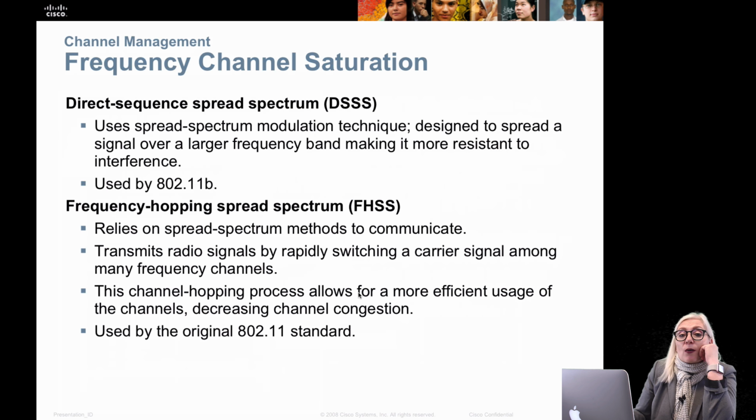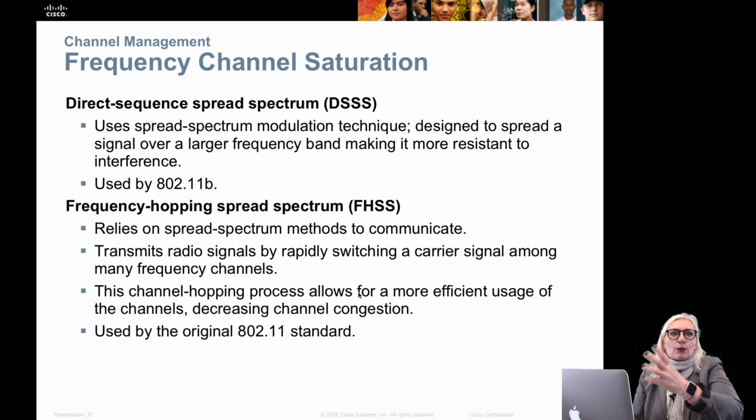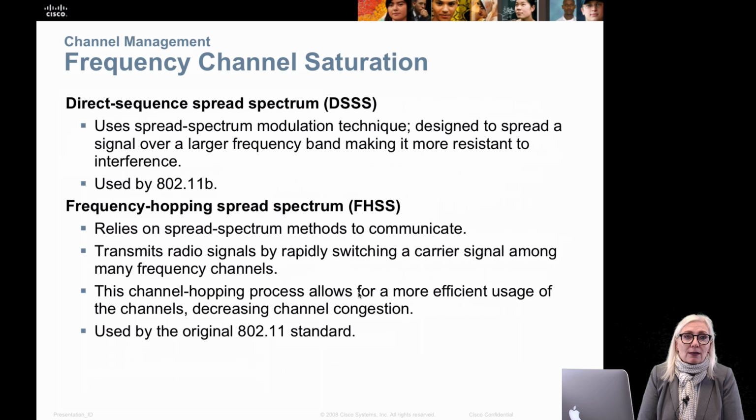When we look at how physically the wireless networks work, we will see that there are different frequency methods, or how they operate on the different frequencies. There is something called direct sequence spread spectrum, which is used by the 802.11b standard. It spreads the signal over a larger frequency, and therefore makes it more resistant to interference.